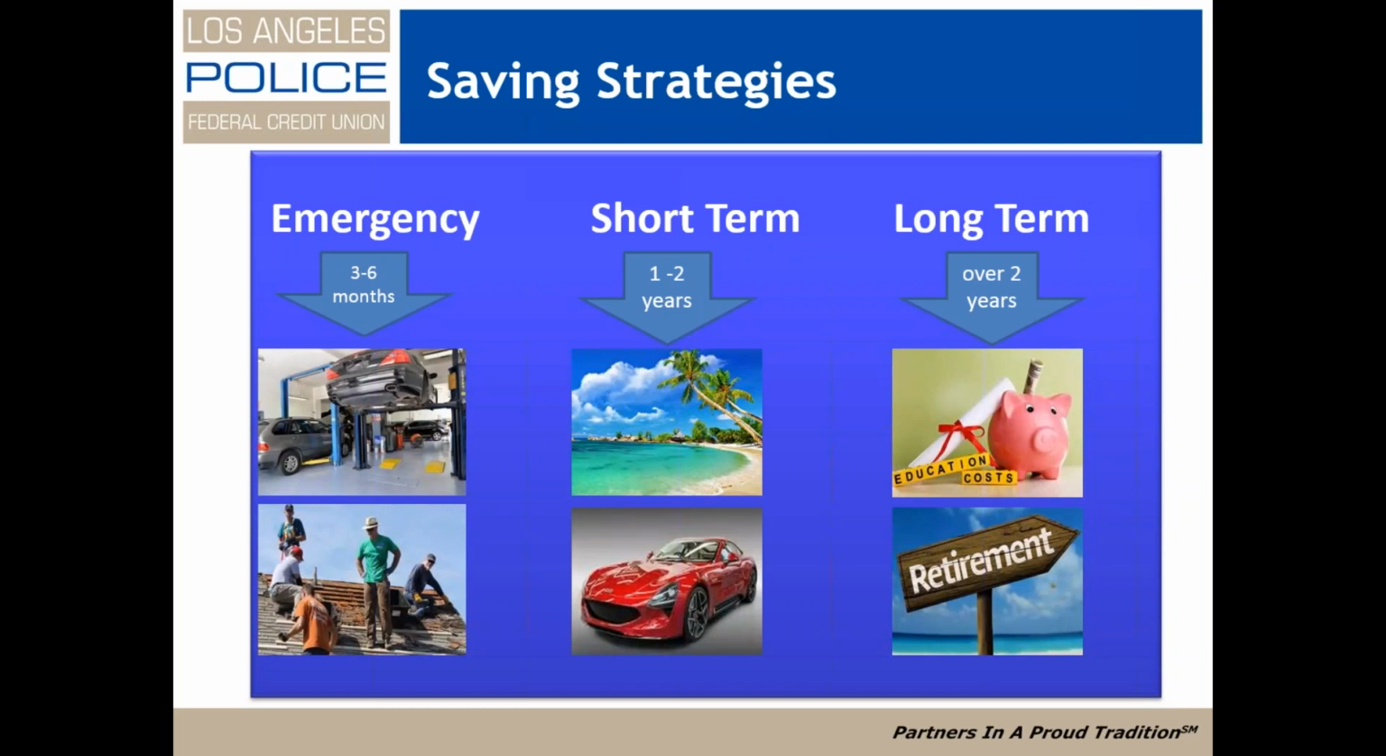Now, short term is anything that's between 1 and 2 years. So maybe you want to save for a vacation or put a deposit on a home or a car that you've been waiting to purchase. These are short term goals. And then, of course, we have our long-term goals.